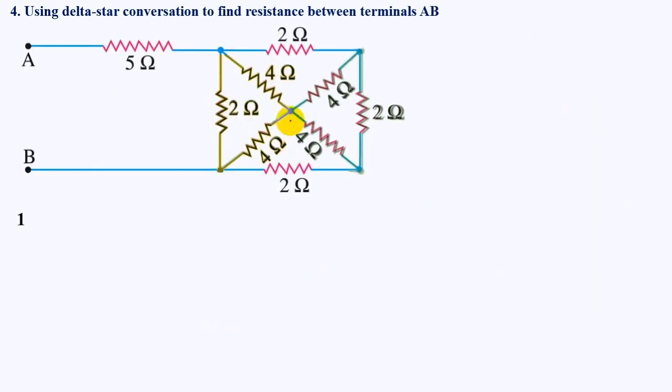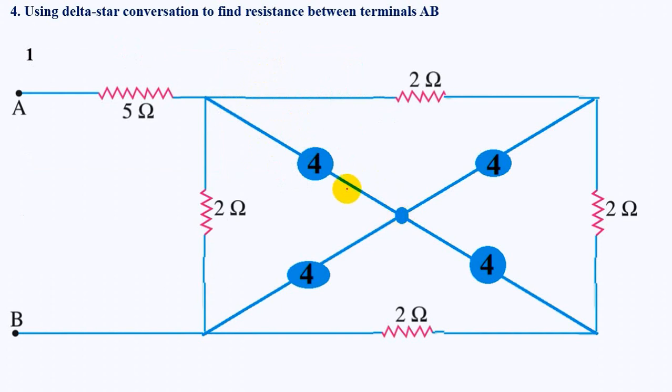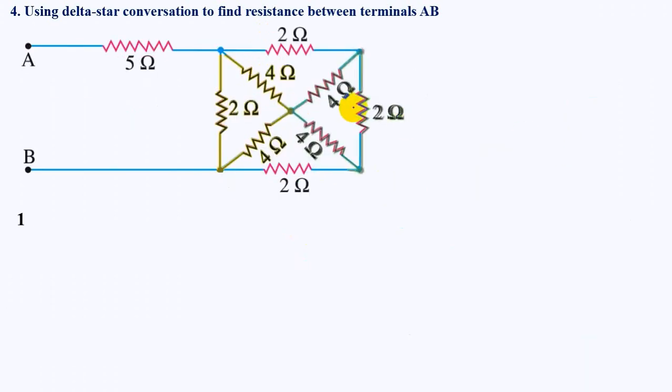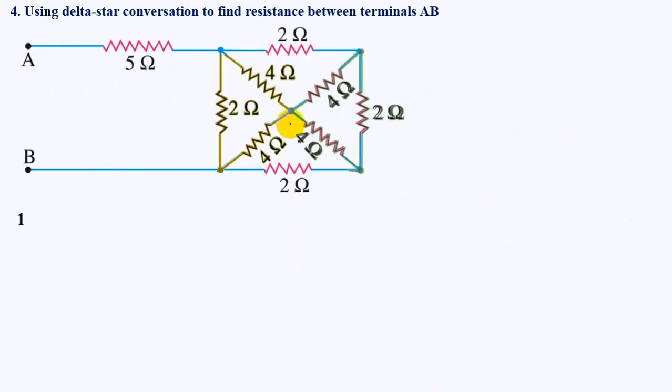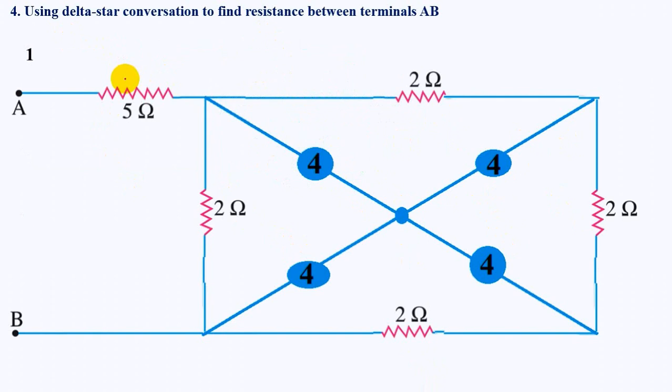We have 4, 2 and 4 at this junction. At this junction we have 4, 2 and 4, and similarly we have 4, 4 and 2. We have 4, 4 and 2. We have 2 and 2 and 5. Both are the same. So as told, we'll be using these three and these three elements simultaneously. I'll do it step by step again here, but you can do it simultaneously.